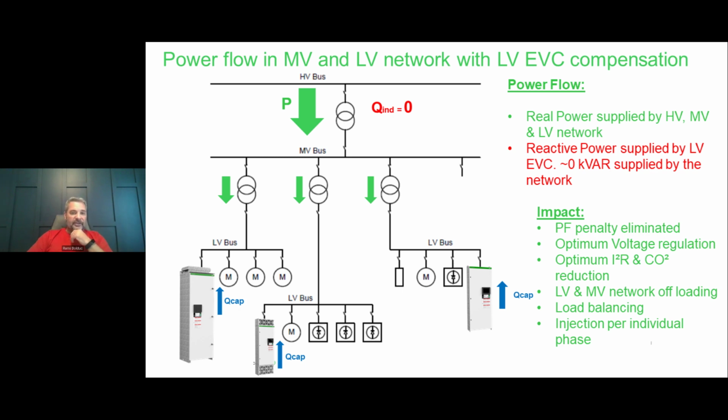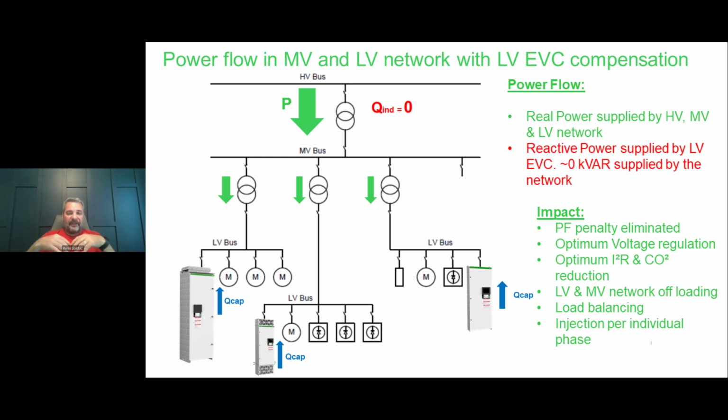So to finish with our power flow, if you use this type of device on all your distribution, it's kind of ideal. Power factor, you could maintain it to unity. You would have basically 0 kVAR supplied by your high voltage bus, medium voltage bus, and low voltage bus. So you would have power factor penalty elimination, optimal voltage regulation, best I-squared R losses reduction and CO2 emission, and best load balancing and voltage regulation in your network.